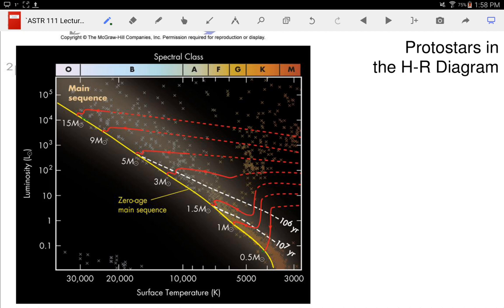And if you get up there to 15 solar masses, it's going to form a star in 100,000 or less years. So the time it takes from beginning to form a star is much shorter for more massive stars, much longer for smaller stars.